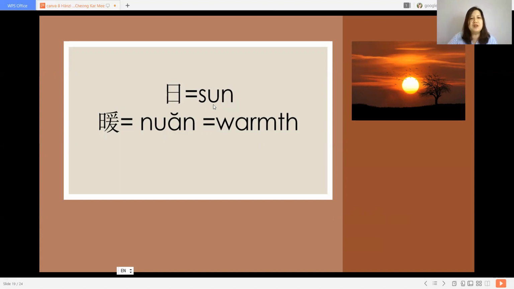Okay, so let's check the meaning of this word. The meaning of this word is warm. When there is a sun, we feel warm. So this is how words are associated with the semantic component. 暖, which means warm.